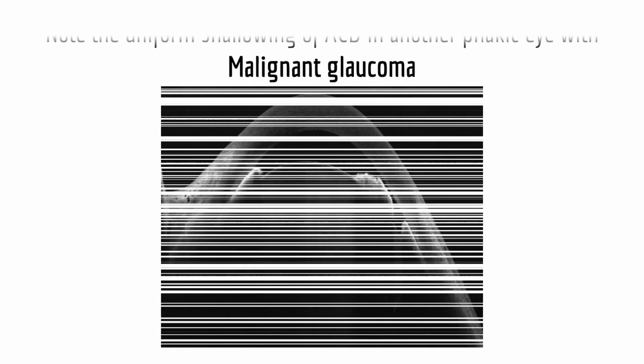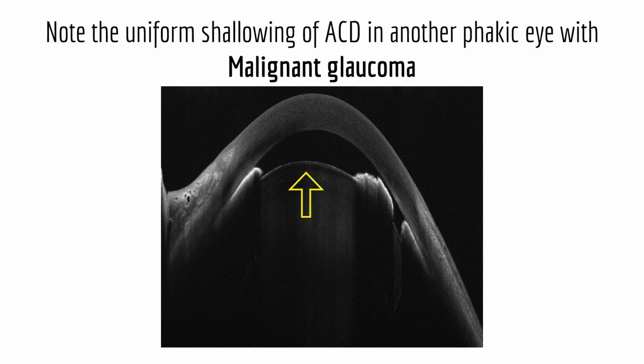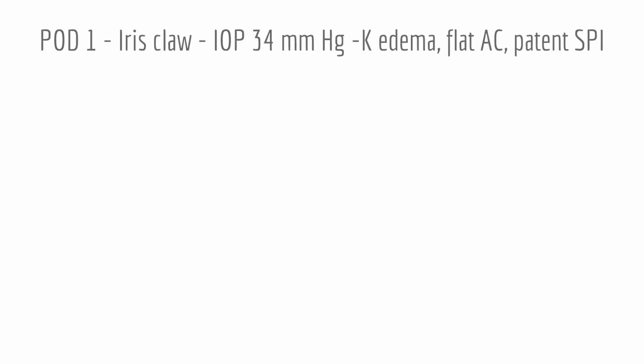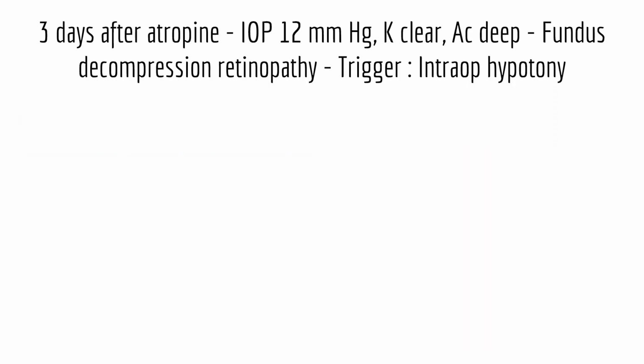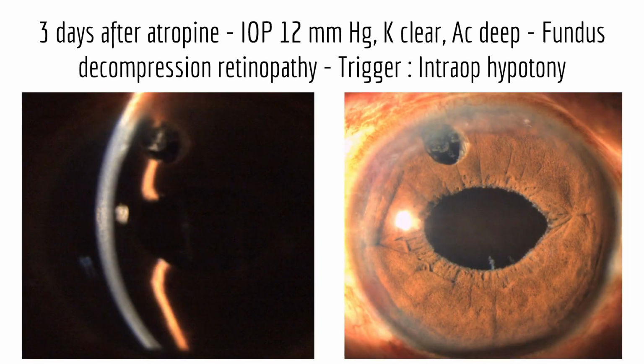In malignant glaucoma, one can expect forward movement of the entire lens iris diaphragm with uniformly shallow AC. This patient developed shallow AC on POD1 after iris claw IOL with a patent surgical PI, a classic presentation of malignant glaucoma. Patient was started on atropine eye drops along with post-op steroids. 3 days later, AC deepened.